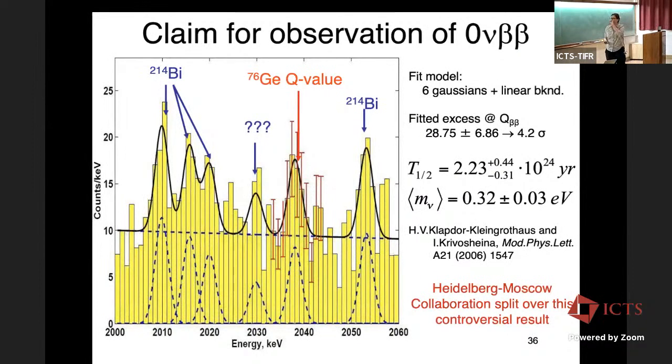So you also heard last week that there had been a claim, I think, of neutrinoless double beta decay observation. And so here's the data. This is a claim for observation of neutrinoless double beta decay in germanium-76. This was done, again, with those germanium diodes. And there it is. Germanium-76 Q value, 2040 keV. There's a nice peak there, 4.2 sigma excess, with an extracted half-life of 2.2 times 10 to the 24 years. What do we think of that?